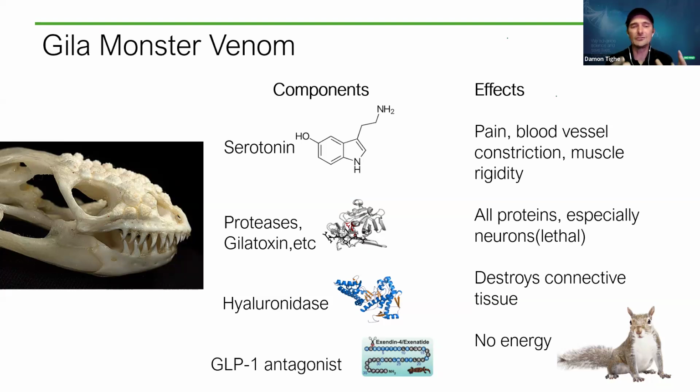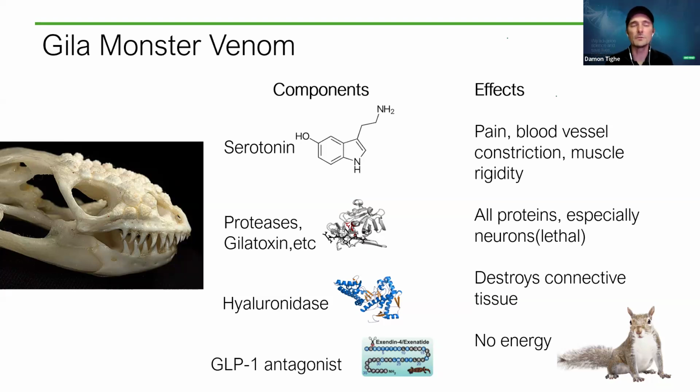It then also has this giant cocktail of proteases, and a very specific one in there is gilatoxin, which is basically a protease that goes after neuronal tissue. So besides causing pain in the neurons, you're also starting to break down neuronal tissue. So now you can't get functional muscles and things like that. Then the last component in there is hyaluronidase, which destroys connective tissue. And so more or less the organism starts breaking down before the Gila monster even starts eating it.